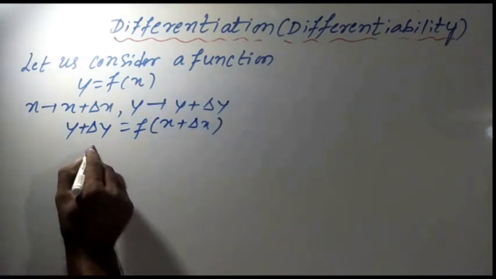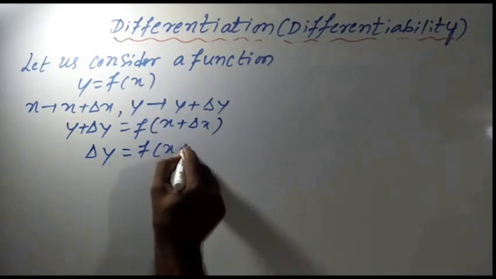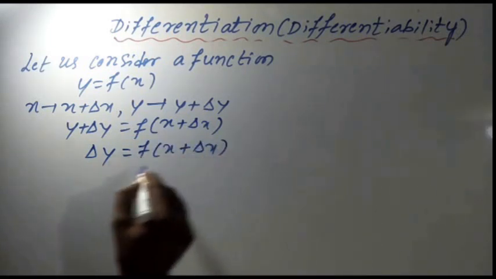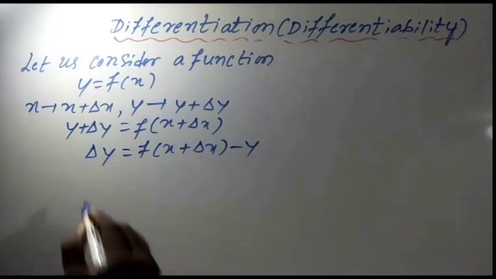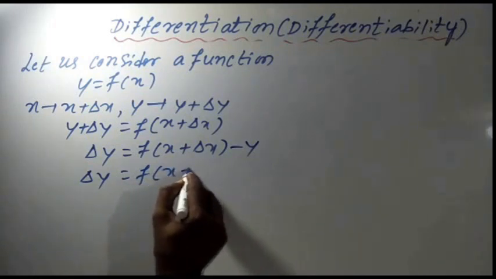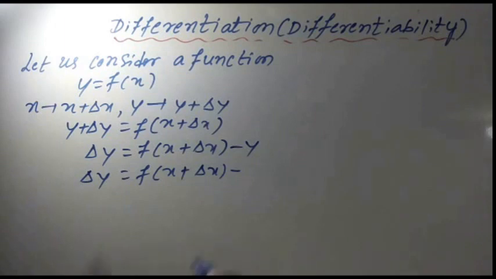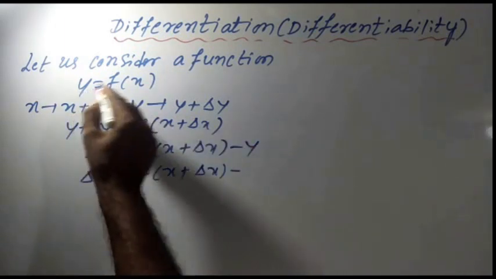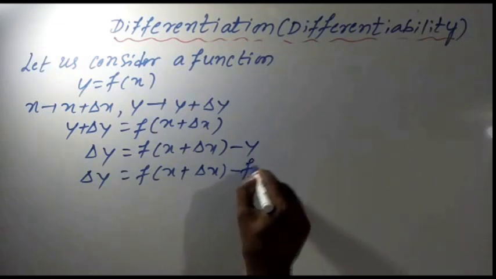Then delta y is equal to f of x plus delta x minus y. Therefore delta y is equal to f of x plus delta x, take as it is, minus y. Already y is equal to f of x, therefore in place of y put f of x.